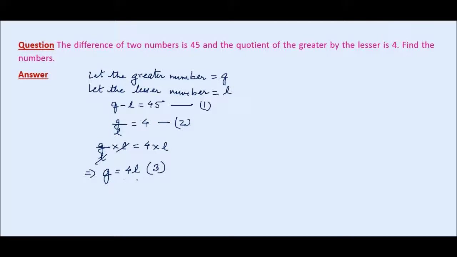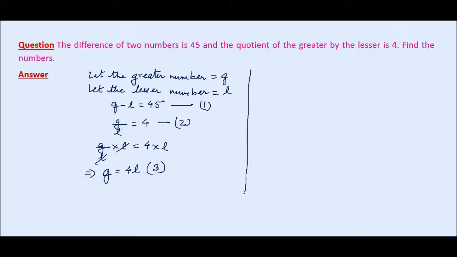Now we can use the substitution method. We have got the value of one of the variables in terms of the other variable. We have got the value of G in terms of L. So we can use the substitution method. We can get the value of G from equation 3 and substitute it in equation 1 to get the value of L. We will be doing exactly that.